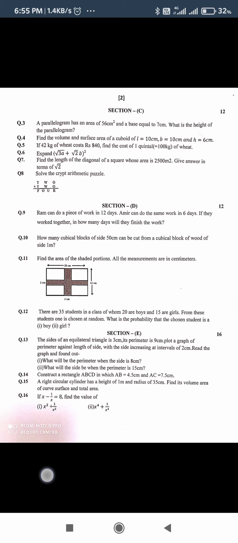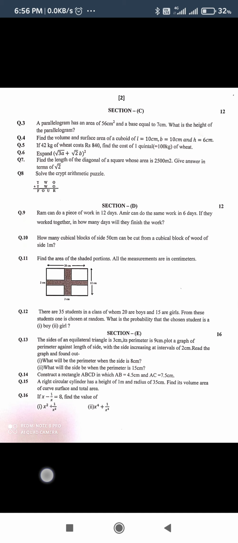Plot the graph of perimeter against the length of side, with the side increasing at intervals of 2 centimeter. Read the graph and find out: what will be the perimeter when the side is 8 centimeter? What will be the side when the perimeter is 15 centimeter?